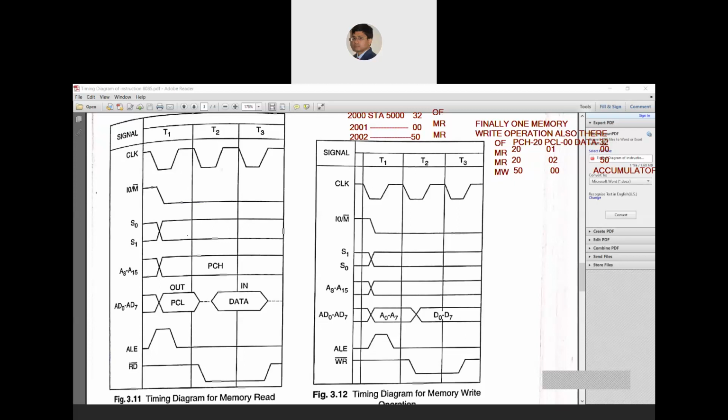After receiving the data 32, the microprocessor gives this 32 to the instruction decoder. It will decode and tell the microprocessor that you have to go to the next location and read the data, and then after that also go to the next location and read the data. So now the microprocessor goes to the next location, 2001. PCH value is 20, PCL value is 01, and data is 00.